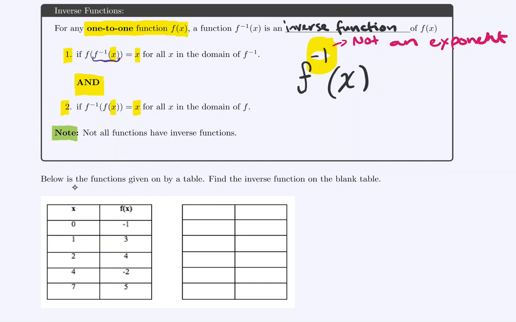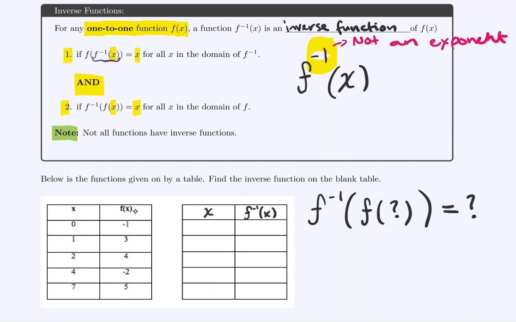Now here we've got a table where our function f of x is defined, where at these x values we've got these corresponding output values, and we're asked to find the inverse function on this blank table. So for x values here, we've got f inverse of x. To find the values in the table, there is a pattern that we're going to describe after this, but first let's come up with why the pattern works.